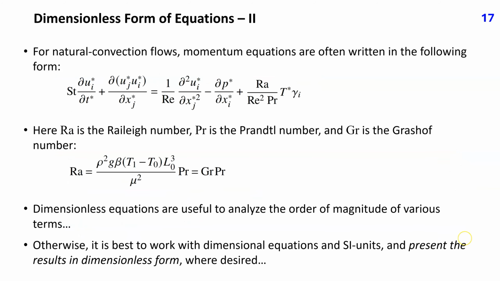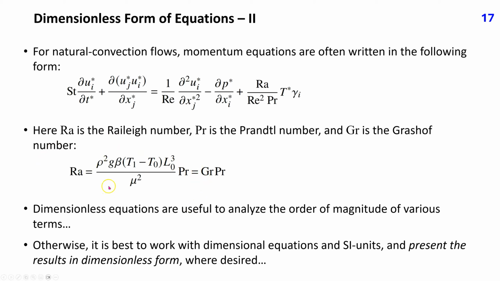This is obvious because the solution of the dimensionless equations will also be the same in this case. Not only is the choice of normalization quantities not unique, there are also other dimensionless parameters that can be more suitable for particular flow types. For example, for natural convection flows, momentum equations are often written in this form, given here. Here, Ra is the Rayleigh number, Pr is the Prandtl number, and Gr is the Grashof number, given by this expression here.